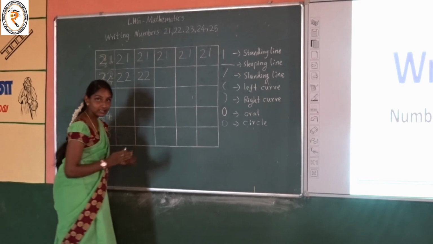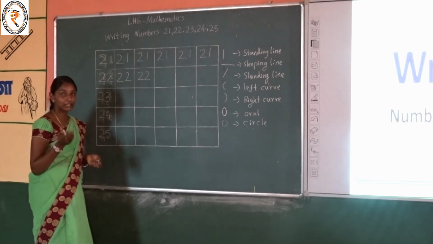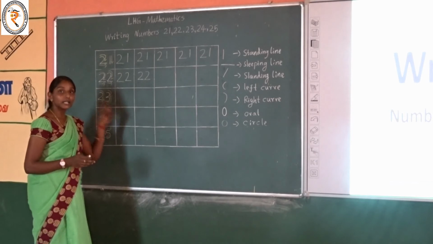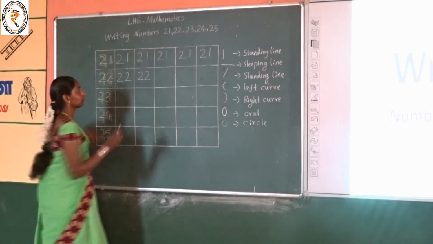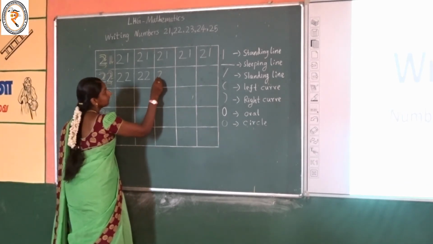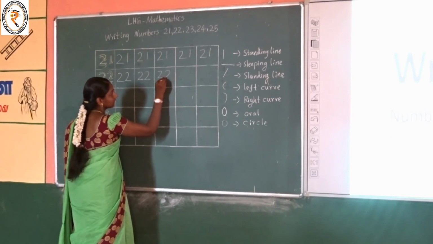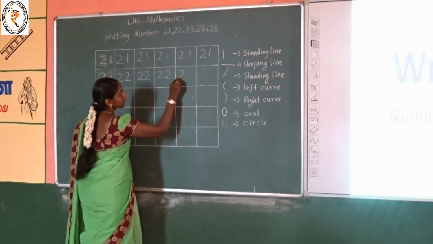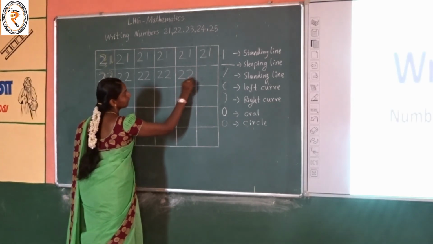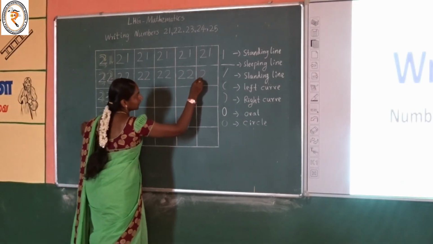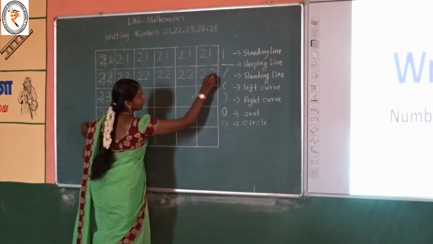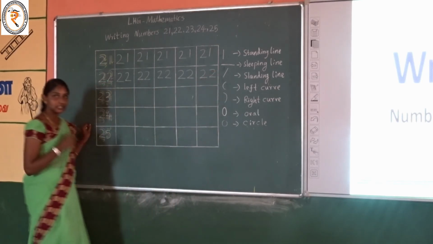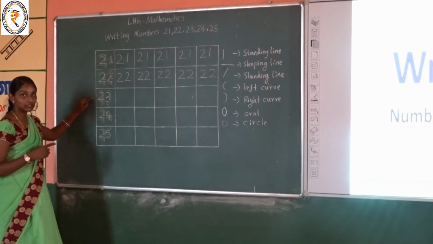Okay, keep practicing. Regular practice will make you write the numbers perfectly. Right curve, sleeping line. For number 2, put a right curve like this and sleeping line. Is it okay? Shall we move to the number 23?